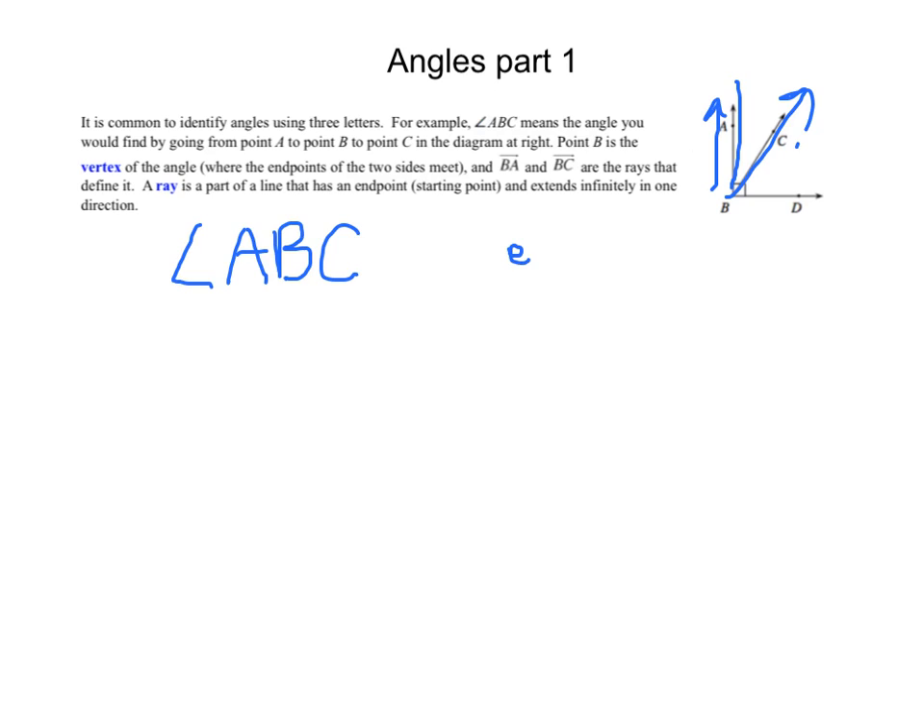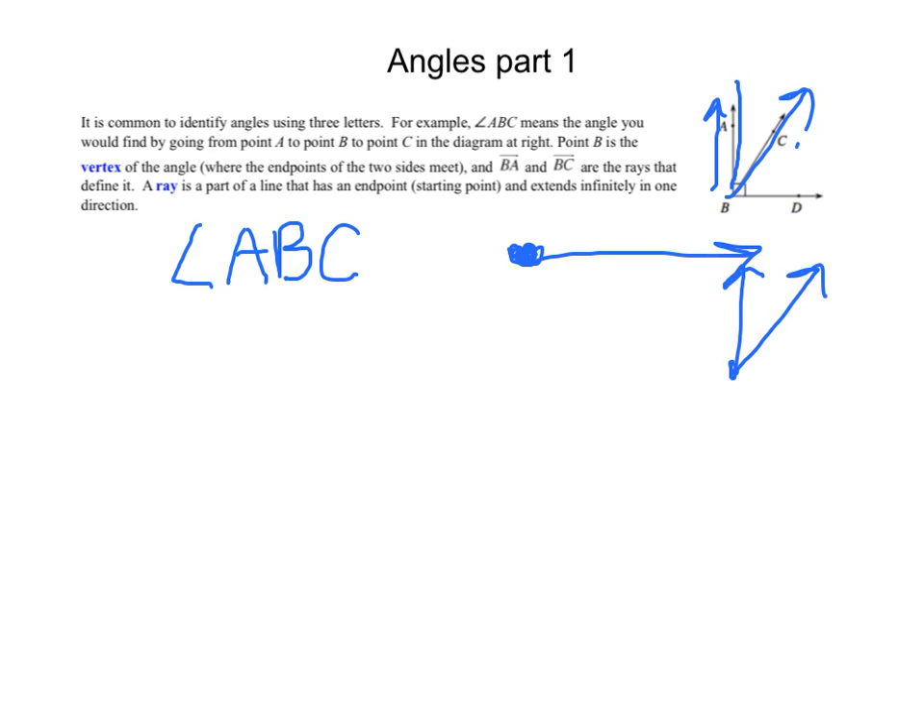So remember that a ray, if you've never heard this before, is when you have a starting point and then a line that goes out from that starting point. So here we have the ray BC goes like that. The ray BA goes up like that.